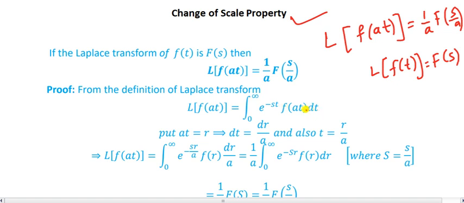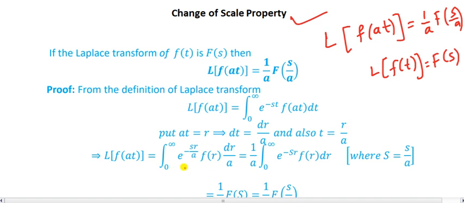All right, now let us suppose that at is equal to r. If we take the derivative on both sides, we will get a dt is equal to dr, so dt is equal to dr divided by a, as a is constant. So from this we can also write t is equal to r divided by a.